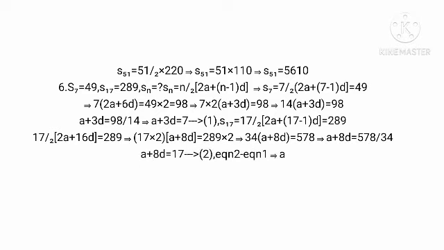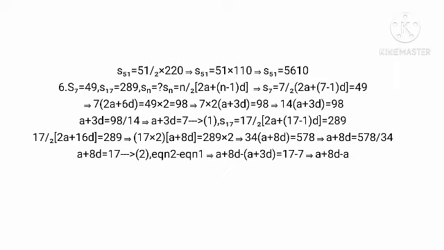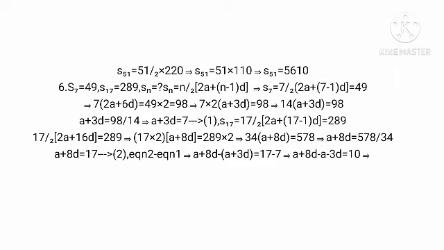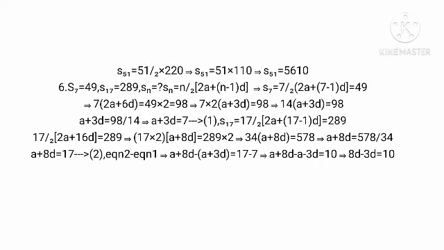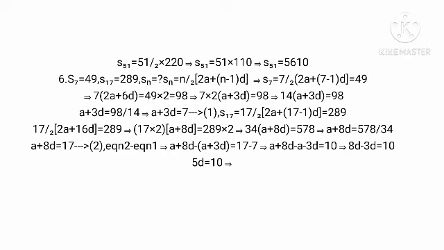Consider that as equation 2. Now equation 2 minus equation 1. What is equation 2? a plus 8d minus of equation 1, a plus 3d, is equal to 17 minus 7. a plus 8d minus a minus 3d is equal to 17 minus 7, 10. a cancels, 8d minus 3d is equal to 10. 8d minus 3d is 5d is equal to 10. d is equal to 10 by 5, d is equal to 2.